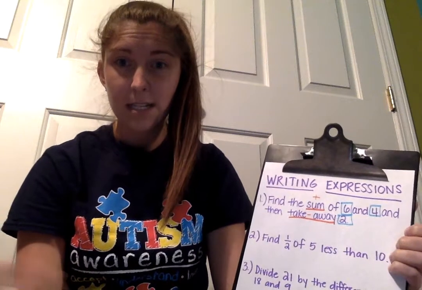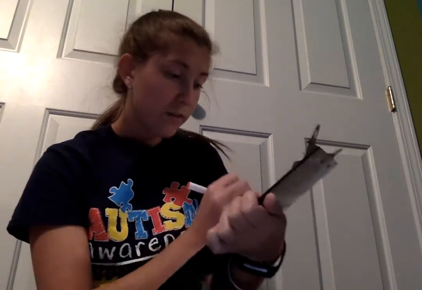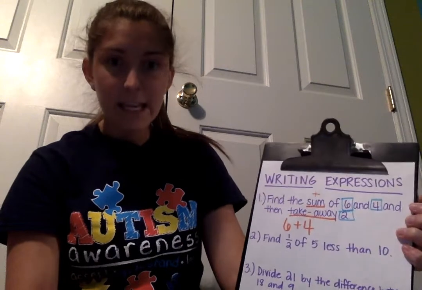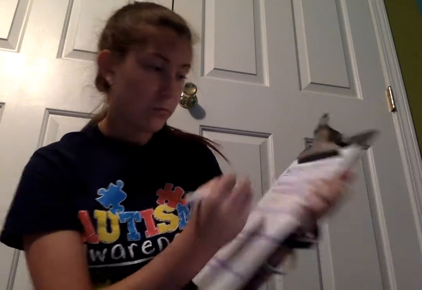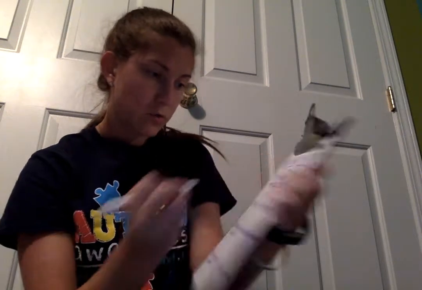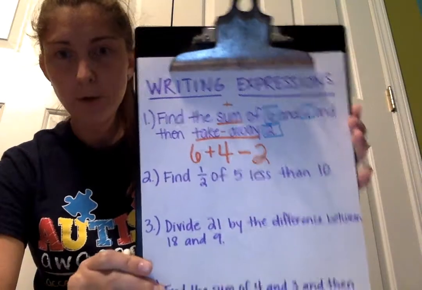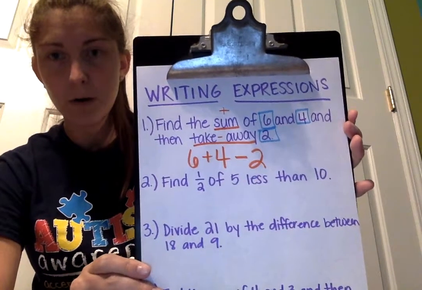So now I need to decide kind of how I'm going to write it. Find the sum of 6 and 4. Well, I know I need to do that first, so I'm going to write that part first. And then take away 2. Well, take away is my subtraction, 2. So here's what my first problem looks like. 6 plus 4 minus 2.